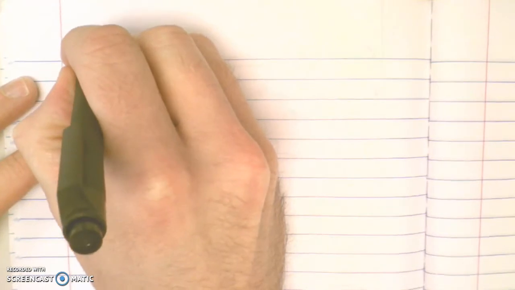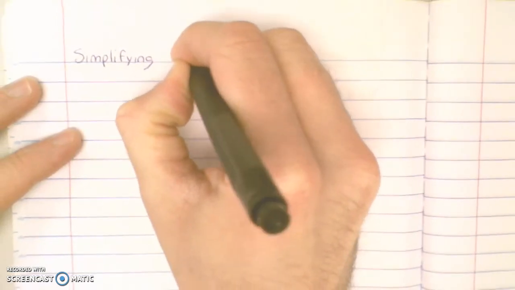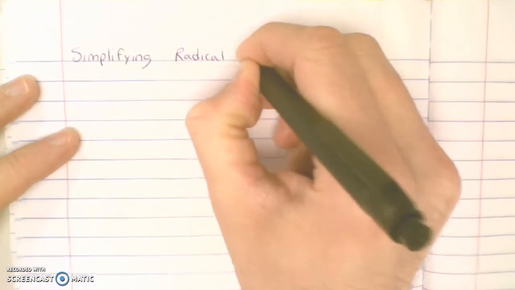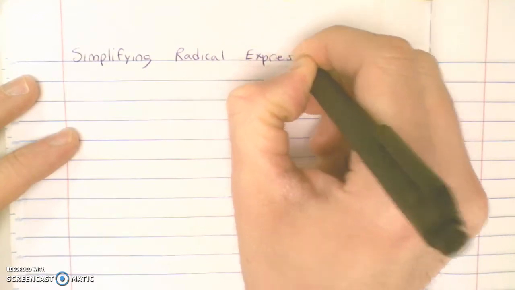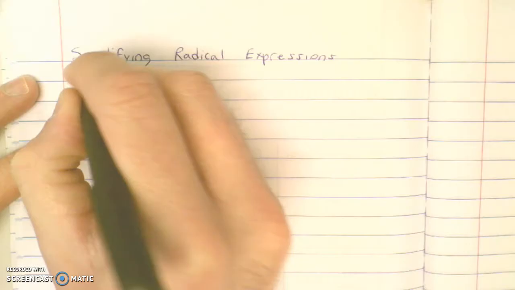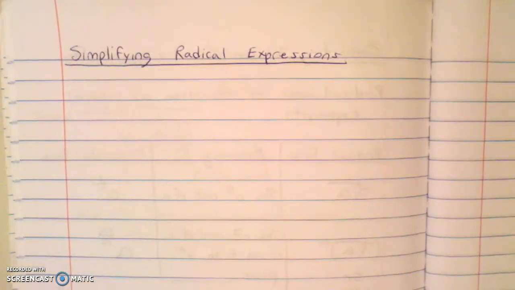All right, in this video, we are going to apply what we learned about rewriting radical expressions using rational exponents. So we're going to particularly focus on simplifying radical expressions. So make sure you put today's date in the top corner of your paper, and then let's take a look at simplifying expressions.